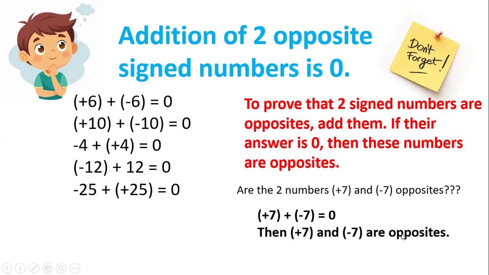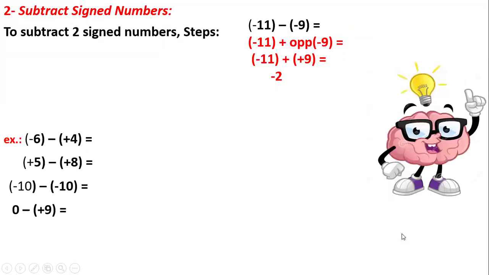Then positive 7 and negative 7 are opposite signed numbers. Now we move to how we subtract signed numbers. Subtract means I'm using the minus sign in between the signed numbers. To subtract two signed numbers, we have steps. So I will give you directly an example. Minus 11 minus negative 9.